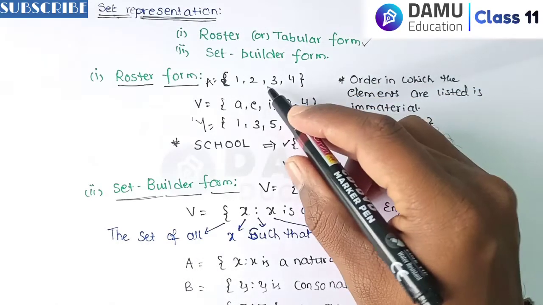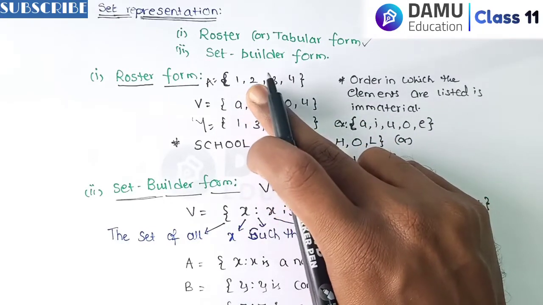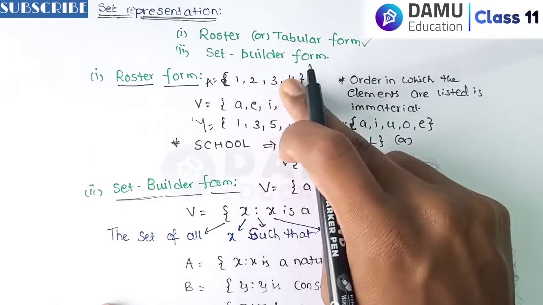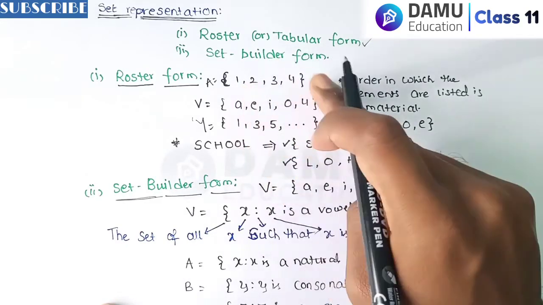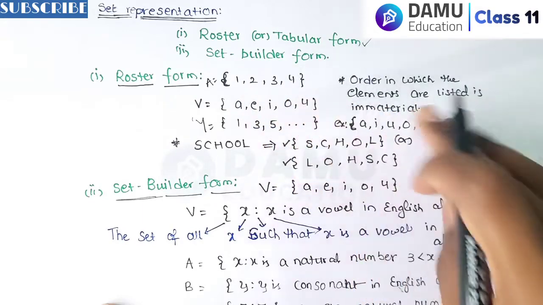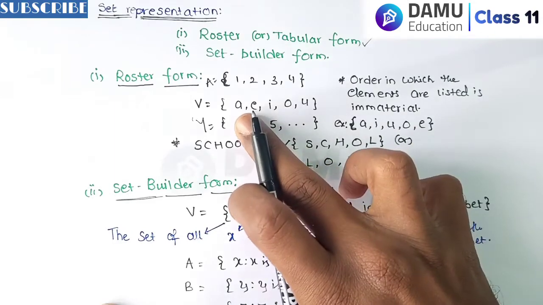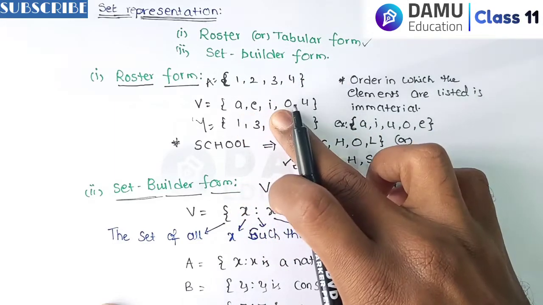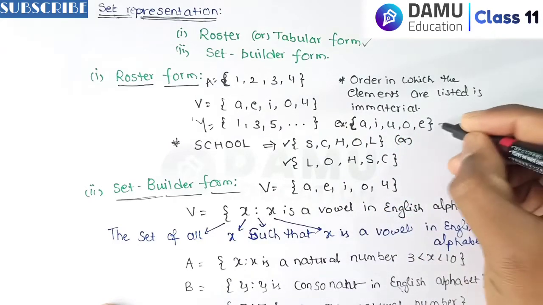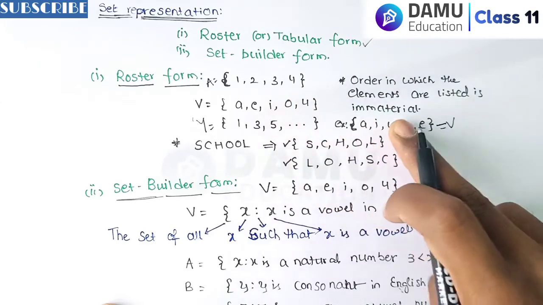So you can write this set as 4 comma 3 comma 2 comma 1 also. You can write 2 comma 1 comma 3 comma 4 also. Any manner you can write. Any element can be presented at any place. It is not only that you should write 1 comma 2 comma 3 comma 4. You can write in any manner. For this, I took A, E, I, O, U. You can write it as A comma I comma U comma O comma E. This is also equal to set V. These two sets are equal.